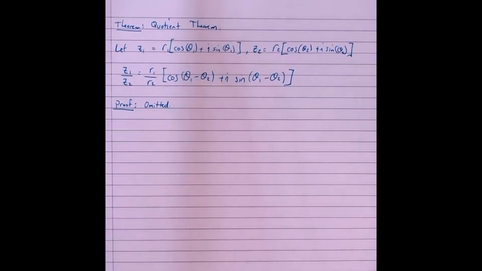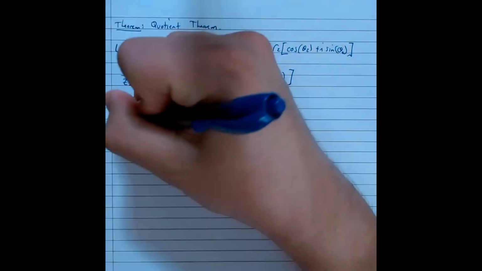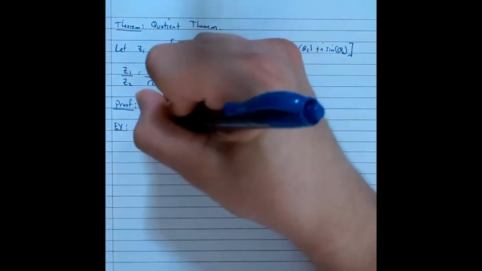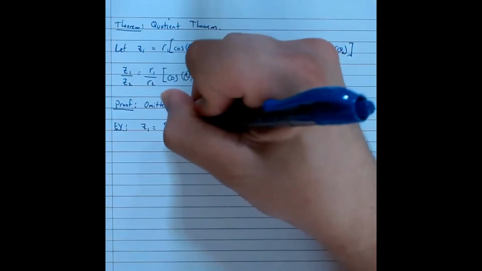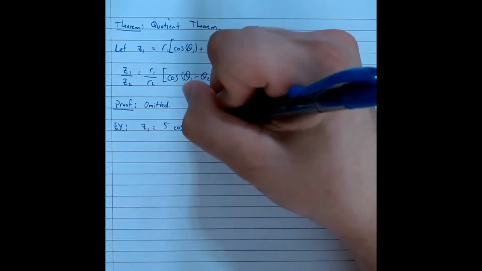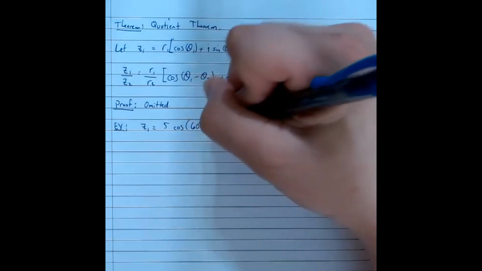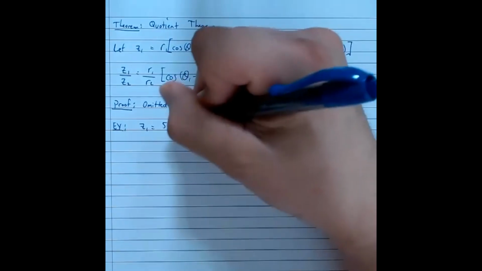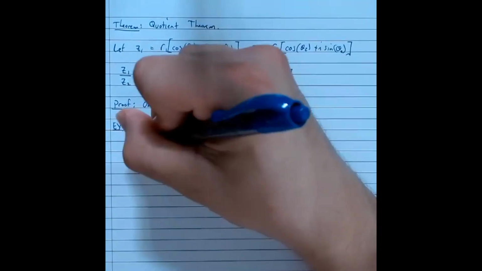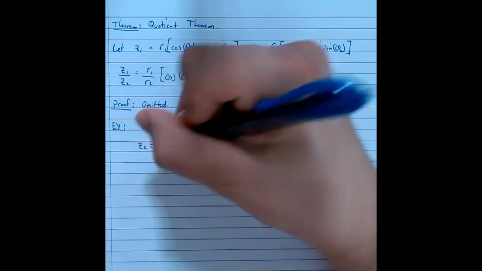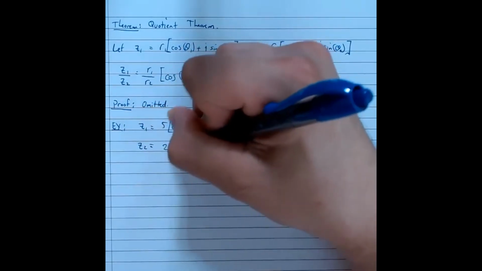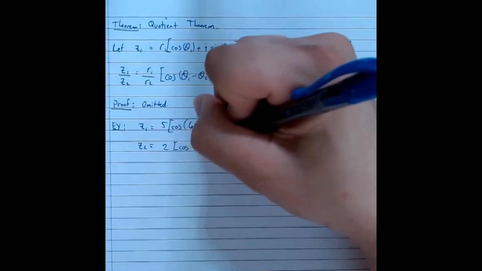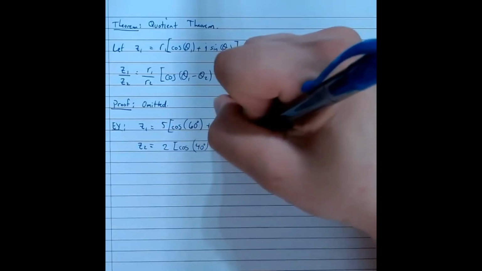Let's take, for example, the quotient of the following two numbers. So here we're going to say Z1 is equal to 5 times the cosine of, let's say, 60 degrees plus I sine of 60 degrees. That's Z1. And let's take Z2 to be given by, let's say, 2 times the cosine of, let's say, 40 degrees plus I sine of 40 degrees.